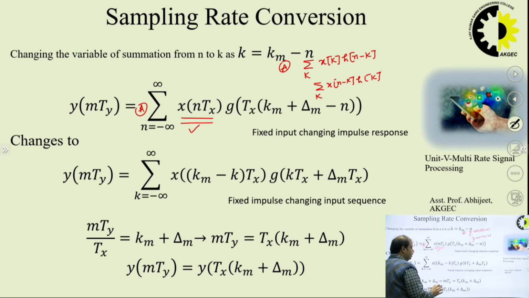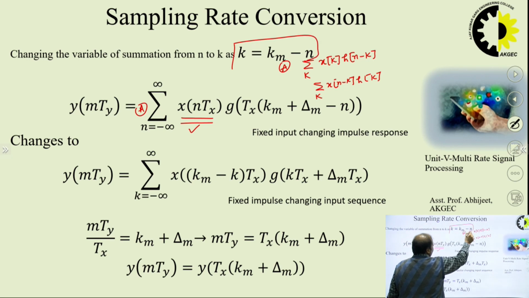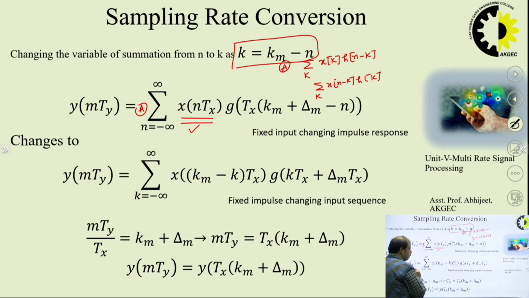In the other case, we can change the variable n by using the substitution k equal to km minus n. My limits remain minus infinity to plus infinity. In place of n, I can write km minus k, so I basically have (k plus delta m) Tx. The summation is in k, so please remember the variable k is here only. Here we are changing the input, which means this is the B case.